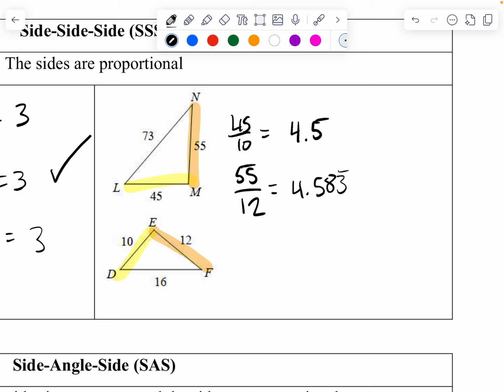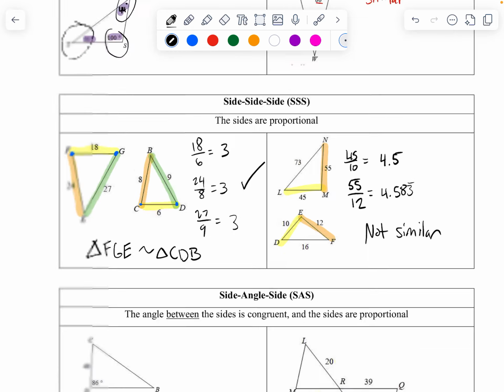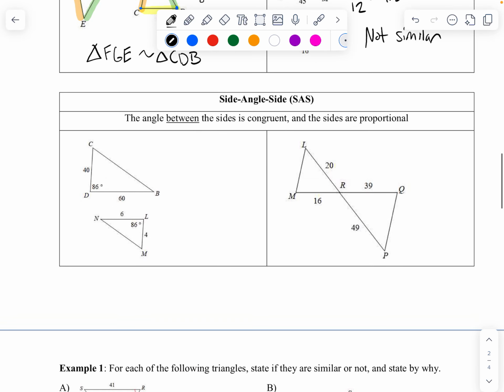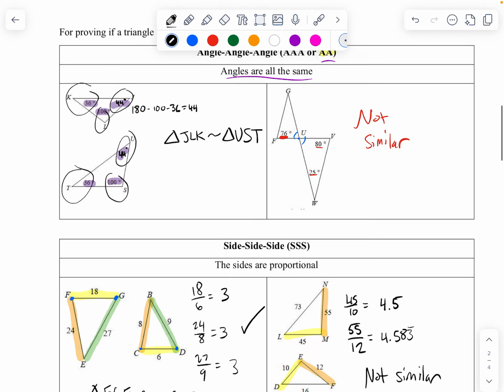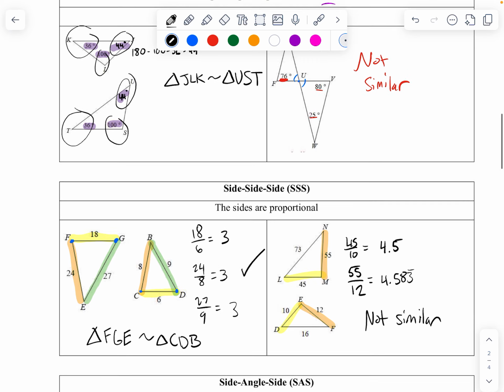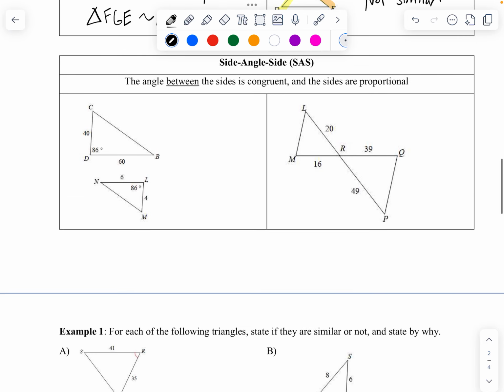You will notice they're not similar triangles because are those the exact same number? No, they're similar, but they're not exact, which means they are not the same scale factor and not similar triangles. Now, side angle side is the happy medium of these two things where you could say, okay, I like the angle, angle, angle, and I like side, side, side, but both of them together gives you side angle side.